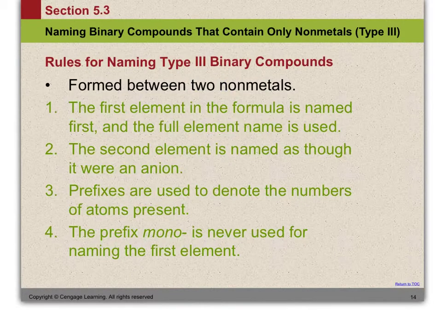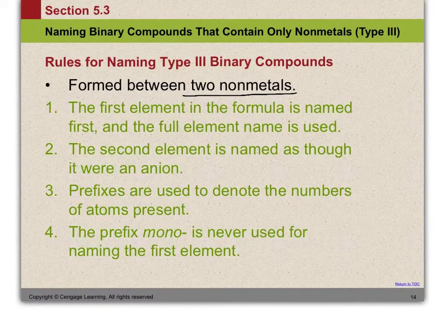Now finally, type 3 binary compounds. Now the difference between these type 1, type 2, and now type 3 is that type 3 is going to be between 2 nonmetals. So we're not going to have any metals involved. Now if you remember, our nonmetals are on the right-hand side of the periodic table. Naming these compounds is going to be very similar to type 1 and 2.